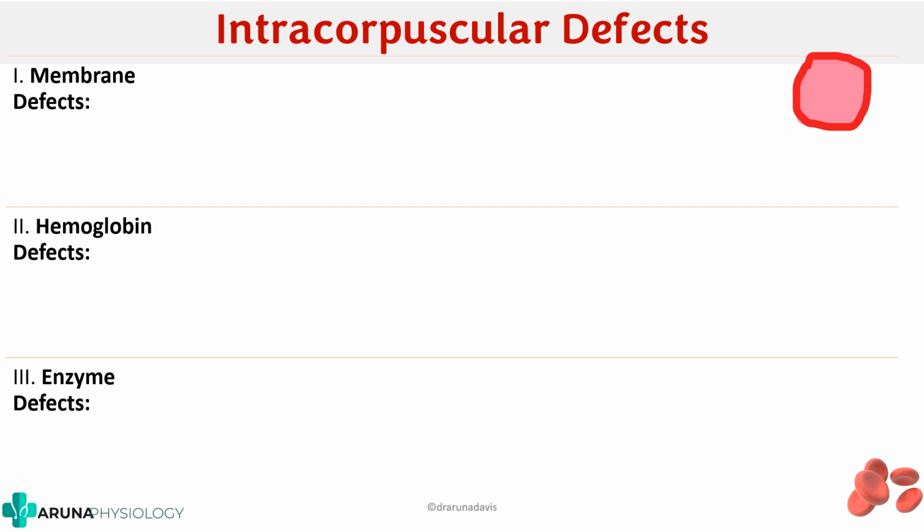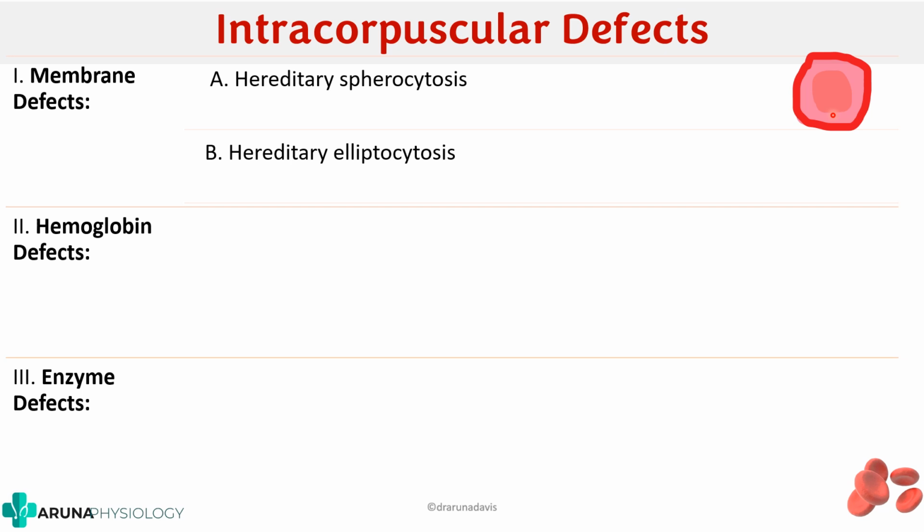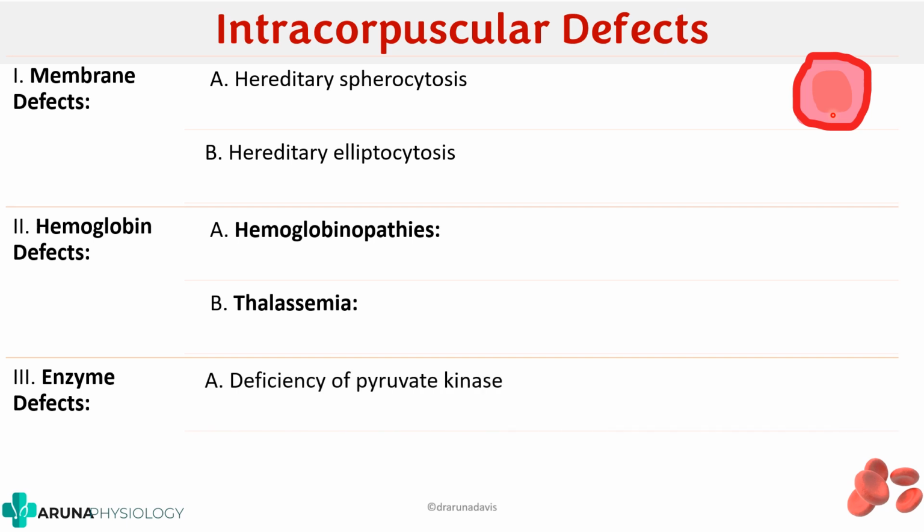Because of these three causes, you can have lysis of the RBC. What are the examples of membrane defects? Membrane defects can be due to hereditary spherocytosis or hereditary elliptocytosis. Hemoglobin defects include hemoglobinopathies and thalassemia. We'll see what the hemoglobinopathies are. The enzyme defects can be due to deficiency of pyruvate kinase or deficiency of G6PD.